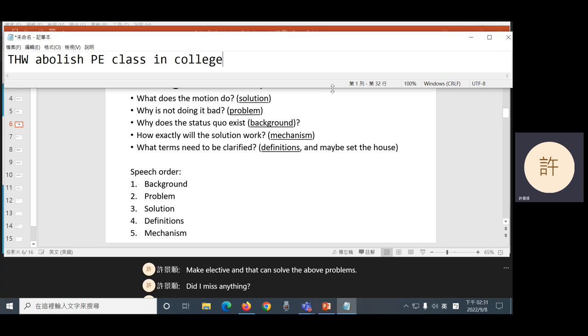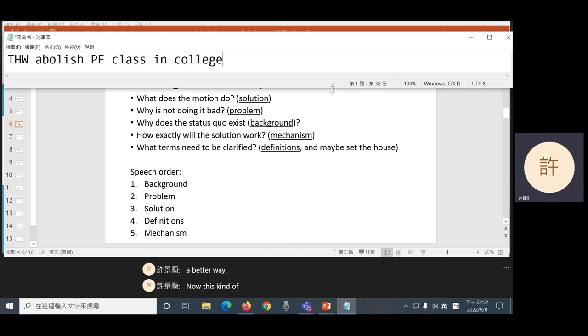Okay, so let's think about this answer. So like the first group, it feels like this group also believes that PE class is useful and that some kind of PE class should be preserved. When they talk about creating an open gym, making PE class elective, they agree with the original reason for having PE class. They just think that this problem should be solved in a better way.